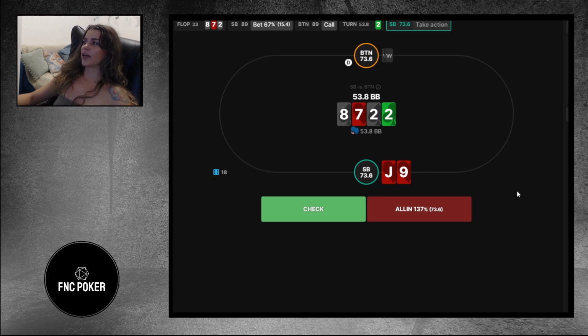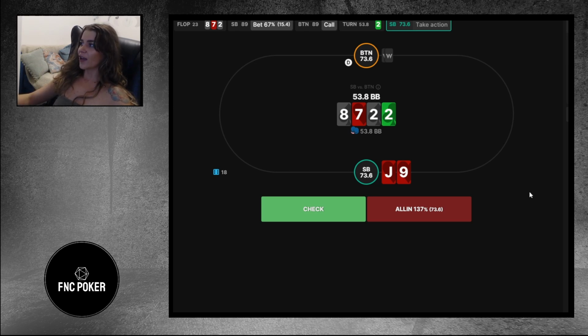In terms of our hand, even though we're not ever supposed to have this here, if we do, I think we're never ever going to shove this. It does block a lot of autofolds with the missed backdoor flush draw. And it's also very likely that we're going to get called by a bunch of better no-pair hands.